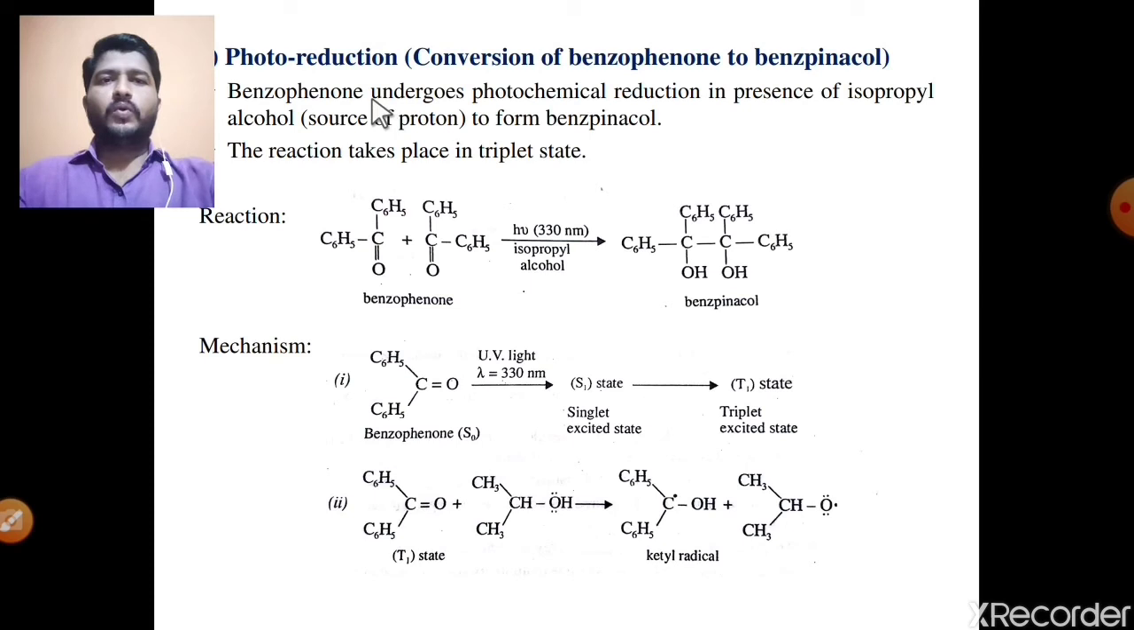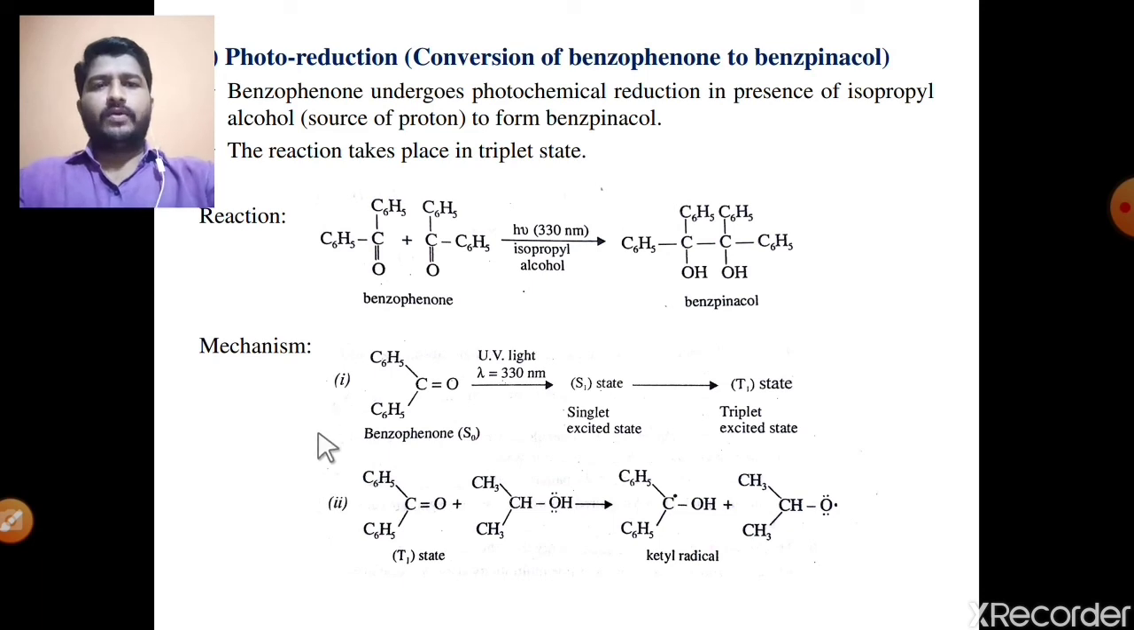Next one is photoreduction. It is a simple conversion of benzophenone to benzopinacol. Benzophenone undergoes photochemical reduction in the presence of isopropyl alcohol to form benzopinacol, and this reaction is called photoreduction. In this reaction, isopropyl alcohol acts as the proton source, the proton donor, and this reaction takes place in the triplet state. See, 2 moles of benzophenone in the presence of light radiation and isopropyl alcohol as proton donor finally give the benzopinacol molecule. This is the simple photoreduction of this carbonyl compound.